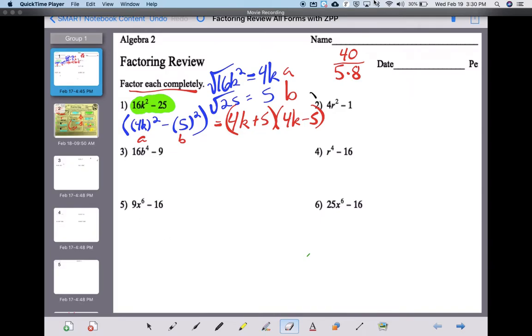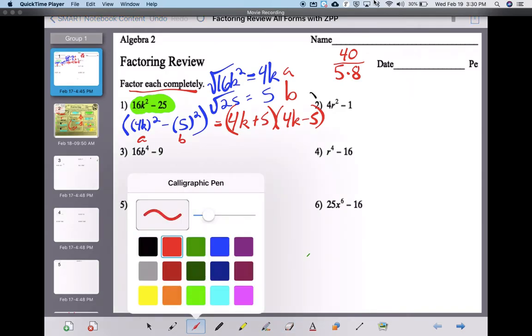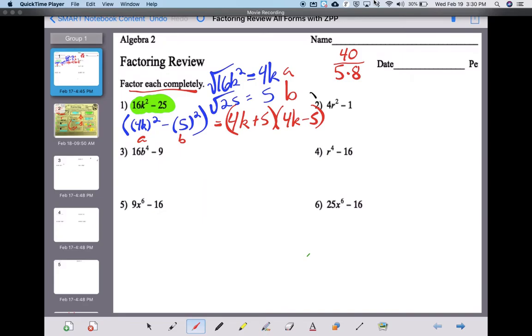Number 6, is there a GCF? No. How many terms are there? 2. So I'm wondering if I can square root both terms or cube root both terms. 25 and 16 are on the list of perfect squares, so I can square root both of them. So the square root of 25x to the 6th, in other words, means what times itself equals 25x to the 6th. The square root of 25x to the 6th is 5x to the 3rd, because 5x to the 3rd times itself is 25x to the 6th.